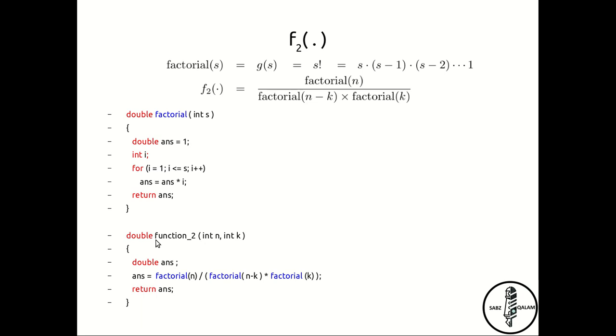And really it's a very simple function, because we've declared a variable answer, and answer is factorial n, which is this guy here at the numerator, divided by the product of factorial n minus k and factorial k, as can be shown in the denominator. Now I've marked this as blue because function 2 depends on the function factorial. Therefore we're actually calling this blue function here 3 times. And because function 2 is dependent on factorial, you have to define factorial first.